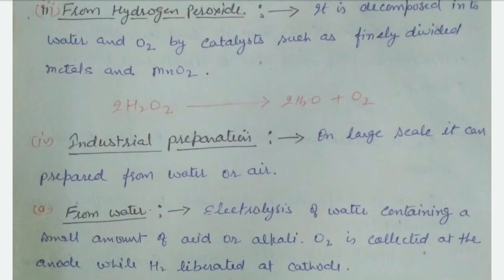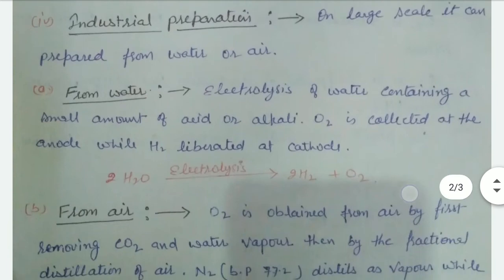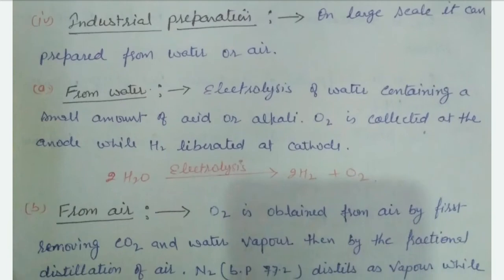Fourth is industrial preparation. In industrial preparation, we require a large scale. It can be prepared from water and air. From water, it can be prepared by electrolysis of water. Water is electrolyzed to form H2 and O2. O2 is liberated at the anode and H2 is liberated at the cathode. Therefore, dioxygen is collected at the anode.